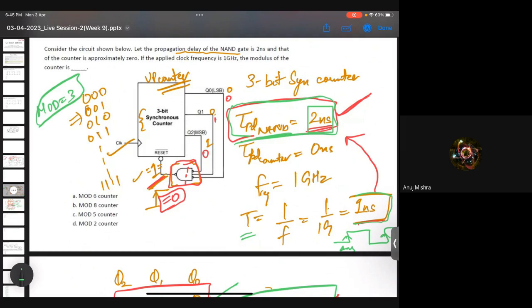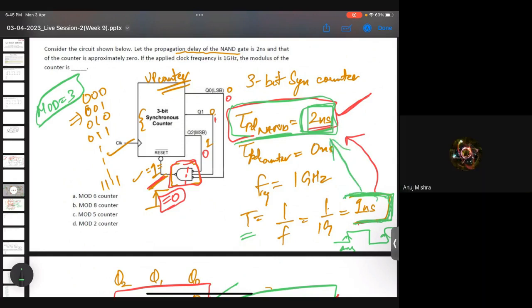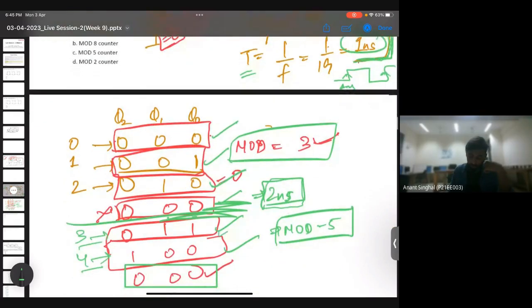So we have added two due to the given time delay of 2 nanoseconds. That's the other reason we have added two. You can see that the NAND gate has a time delay of 2 nanoseconds, and the counter was working at 1 nanosecond. So there will be two more clock pulses, right? Yes. That is why we have added two more clock pulses.